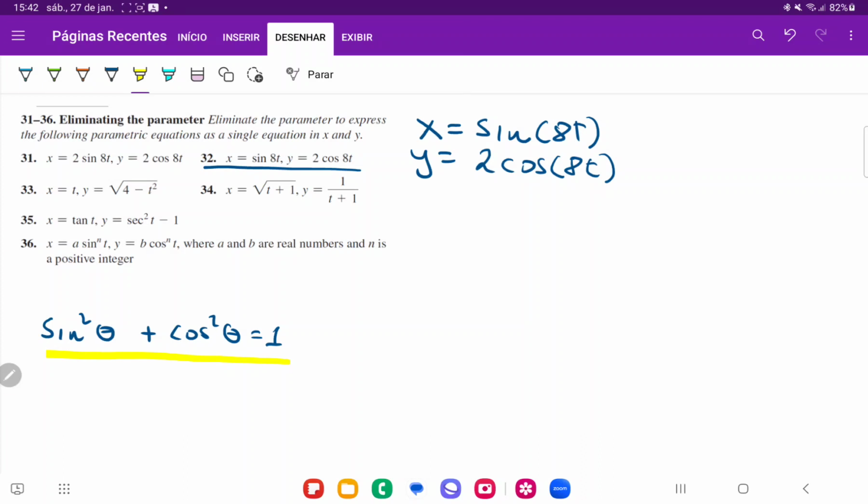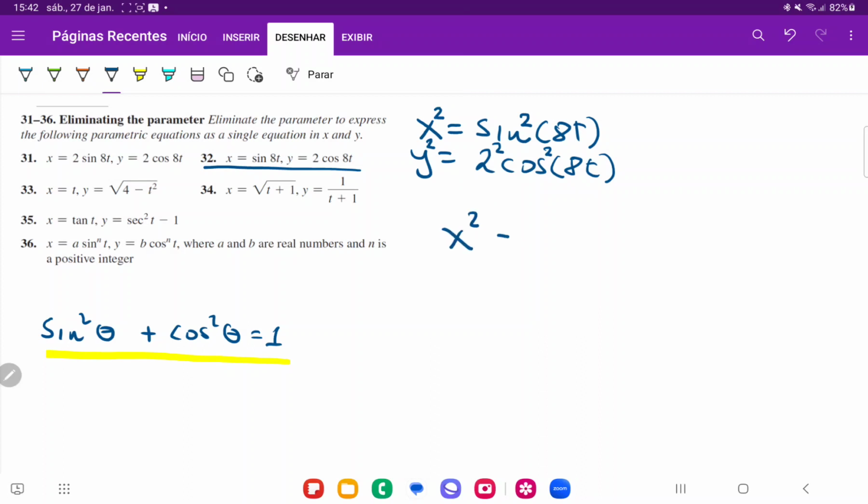So if we can get the square of both, we can get rid of the angle completely, which is our parameter. And so what we're going to do here is square both sides of these two equations so that we can get our sine squared and cosine squared, which is what we need. So for the first equation, I'm just going to square both sides. So x squared is going to be equal to sine squared of 8t. And for the y equation, I have y squared is going to be equal to 2 squared times cosine squared of 8t.